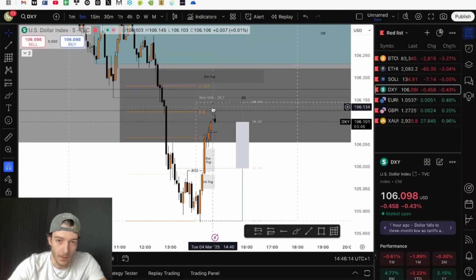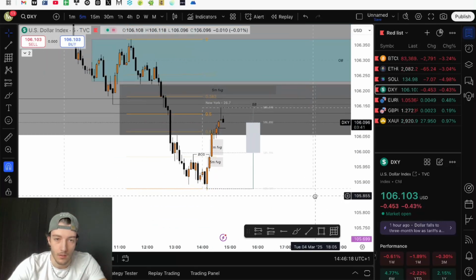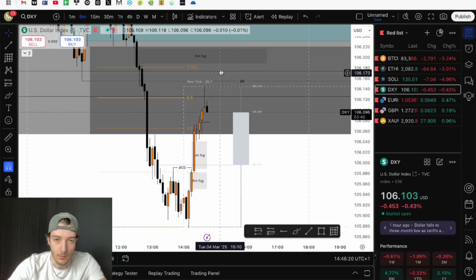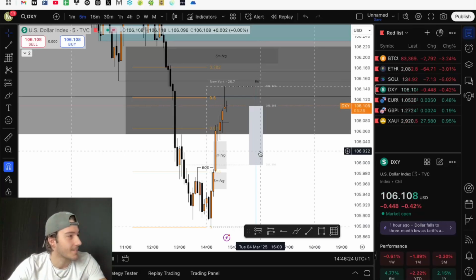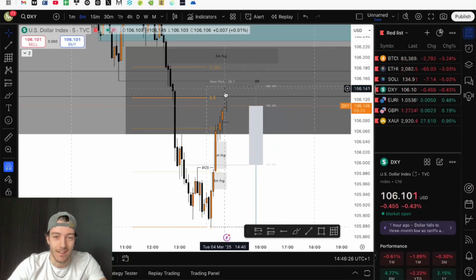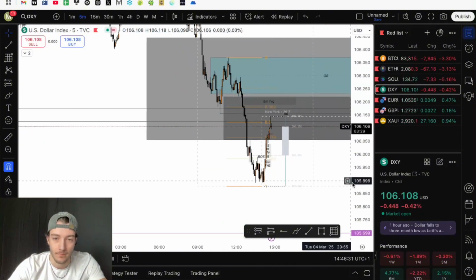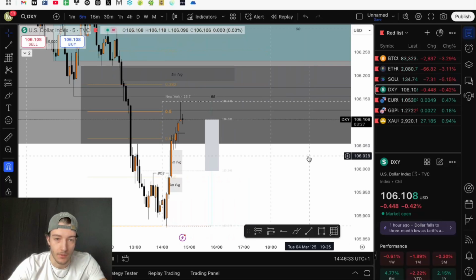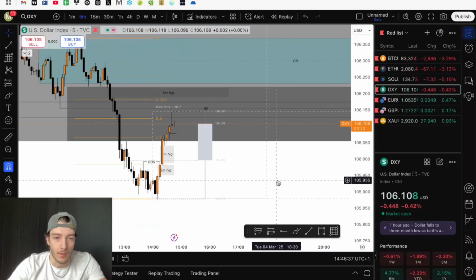Look at this long wick 5-minute candle at this equilibrium level. It clearly doesn't really like to move a bit higher. I mean, you can clearly say that this level is kind of a rejection area. Curious what's gonna happen in the upcoming minutes.